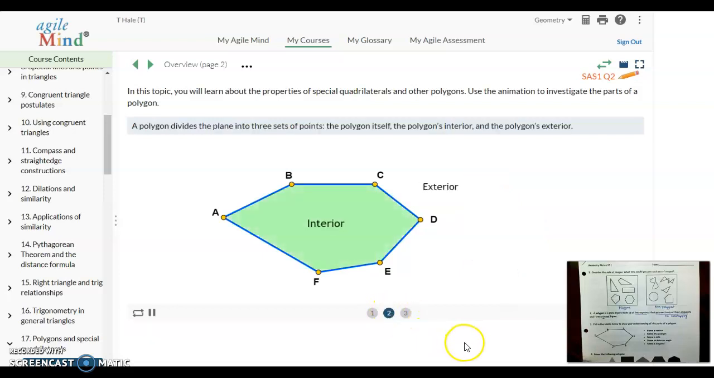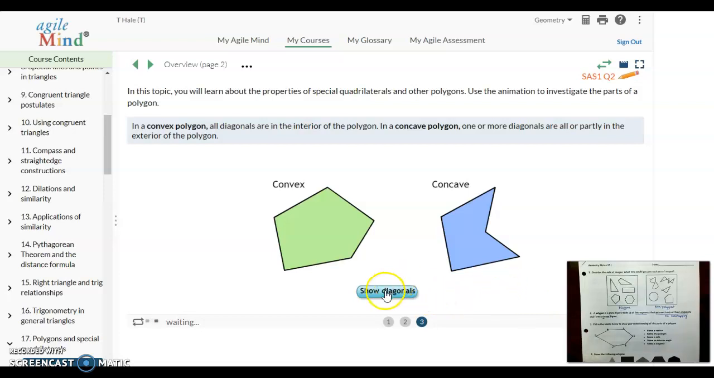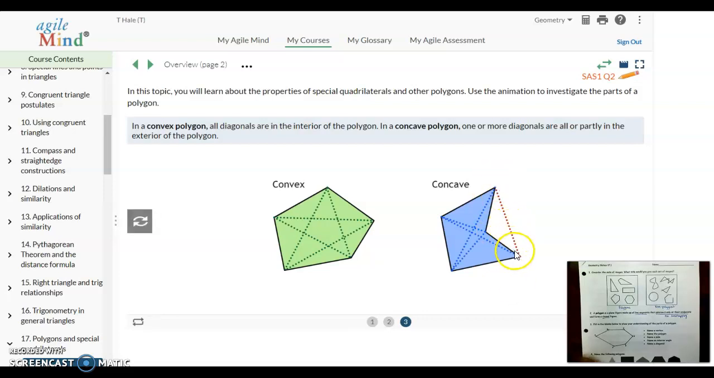All right, so all polygons have an interior and an exterior. And we need to know the difference between a convex polygon and a concave polygon. So in a convex polygon, all of the diagonals are going to be inside the figure, but with a concave, you're going to have at least one diagonal that is outside the figure. So you can see in the convex, every time we join two non-consecutive vertices, that segment's inside. With the concave, when we get to this last one, that segment's outside. And so if a diagonal is outside, that means that figure had to be concave.